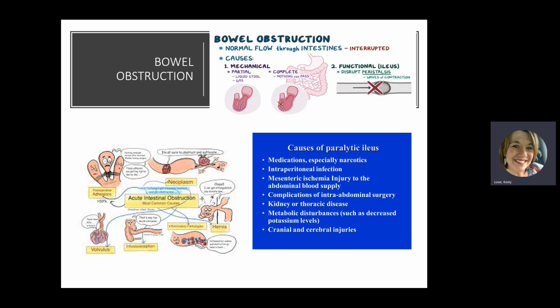And it can happen in the small intestine or large intestine. If it happens in the large intestine, again, these are patients who are going to complain about constipation, decreased bowel sounds, distended abdomen, nausea, all those kinds of things. That's why bowel sounds are so extremely important, that we listen to those and we act upon them.